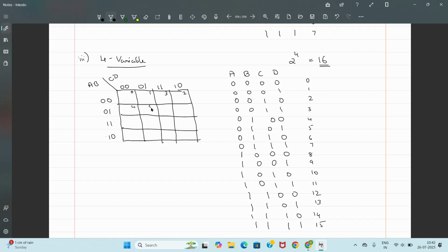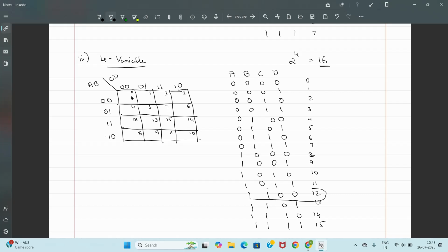And 0, 1, 0, 1 is 5. Then this will be 7, 6. Here it is 1, 1, 0, 0. 1, 1, 0, 0 here is nothing but 12. So here we'll be having 12. 1, 1, 0, 1 will be 13, 15, and this is 14. 1, 0, 0, 0 is 8, 9, 11, 10.